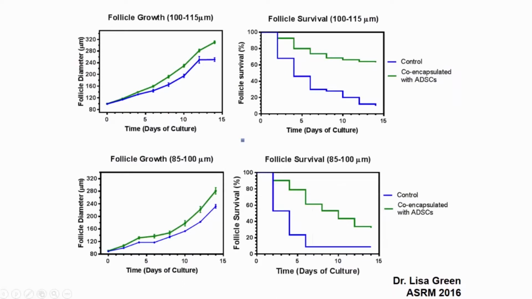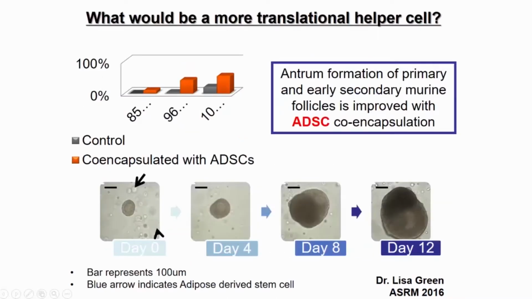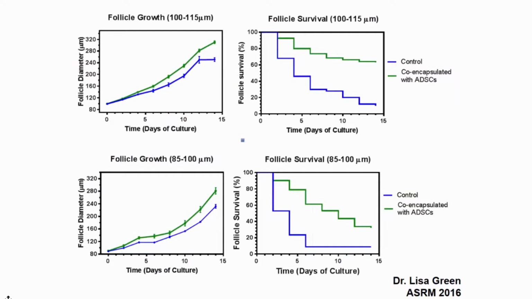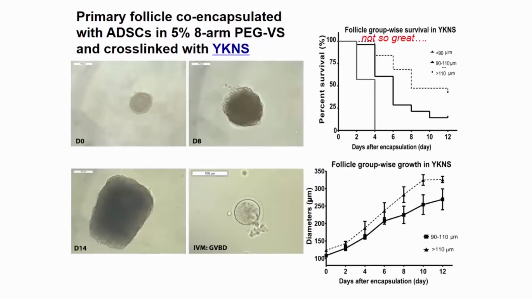But then going back to the beginning of my presentation, we know that human follicles don't really grow in alginate. So what can you do? This is just to show that follicles survive better. So I would go and try the degradable hydrogel. The question is, can I put primary follicles with adipose-derived stem cells in the PEG hydrogel that I just designed for secondary follicles and make it grow? And the answer was that I could do this, but it wasn't so great.